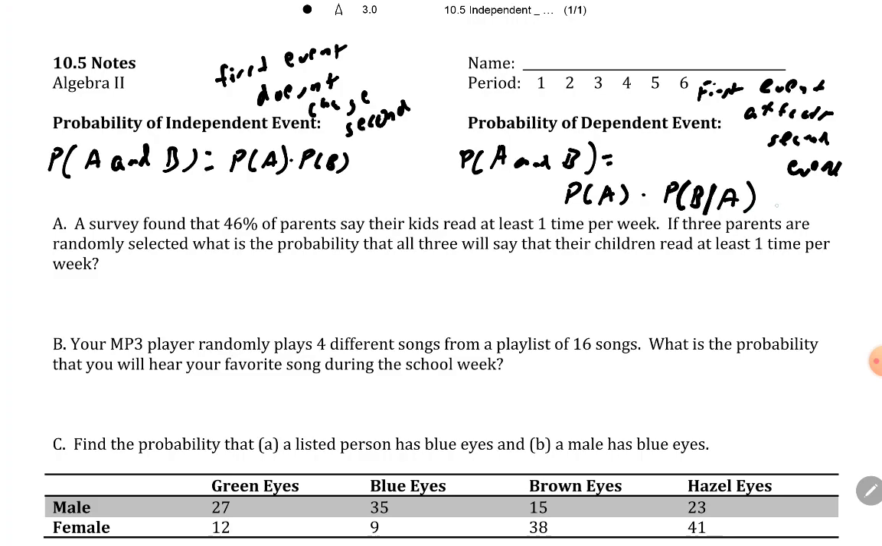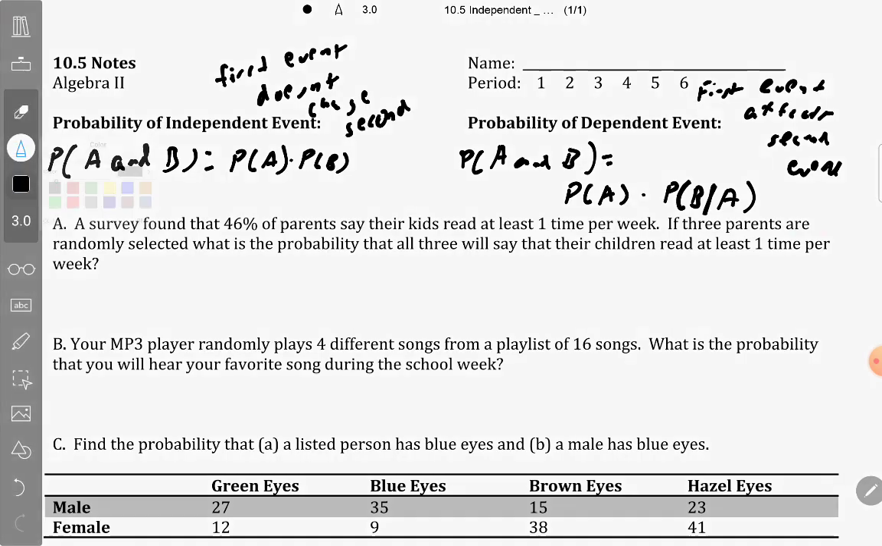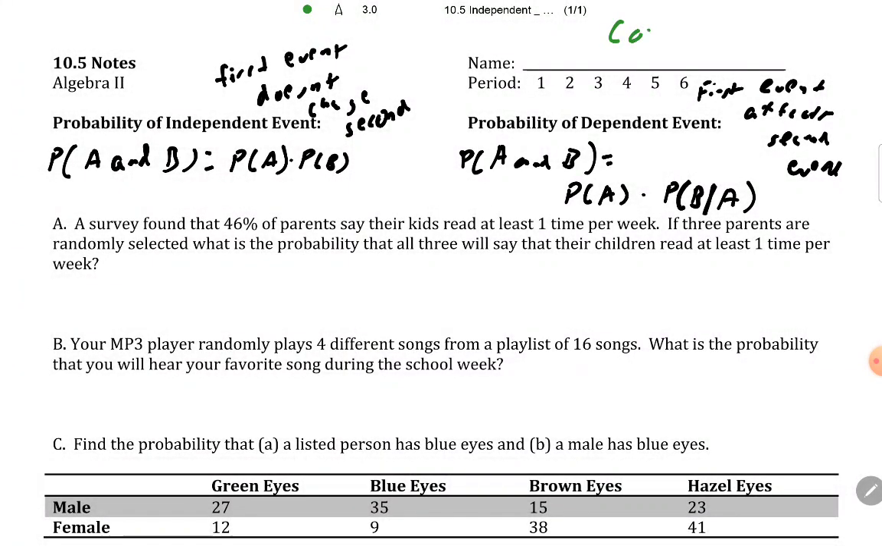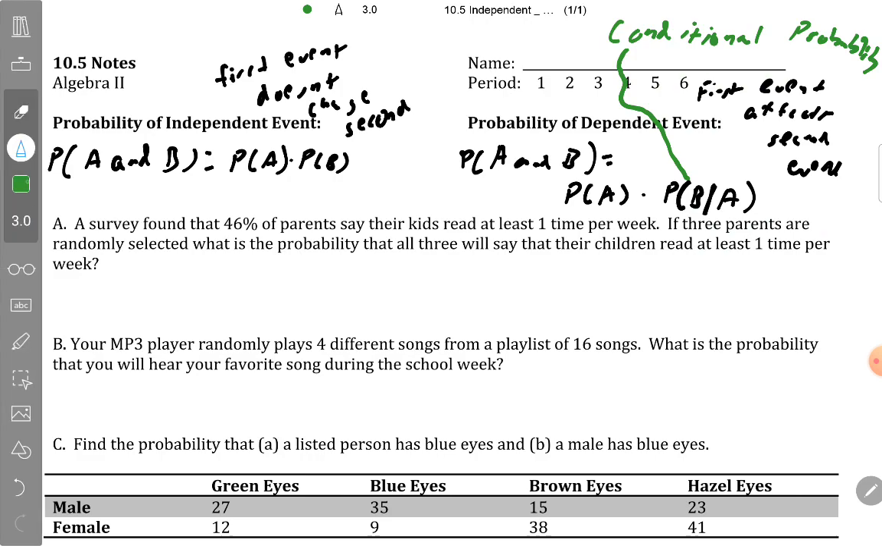So this is considered conditional probability. That is known as conditional probability because one event affects the other. So let's look at examples here.